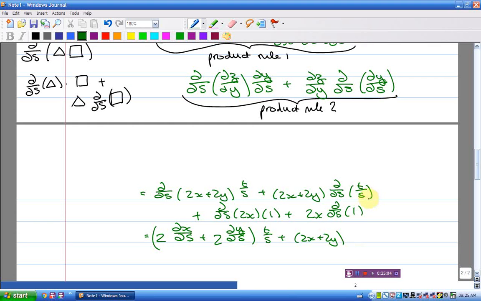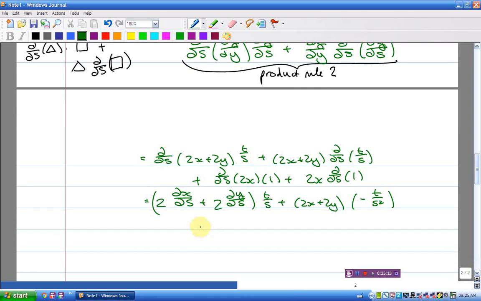Hooray! Finally something that isn't chain rule. The derivative of t over s with respect to s, well, that's just minus t over s squared. Whew! Harking back to our roots in single variable calculus there. Plus, what's that? That's 2 dx by ds. Plus the derivative of 1 with respect to s, that's 0. Oh, great. We've got a 0 term.